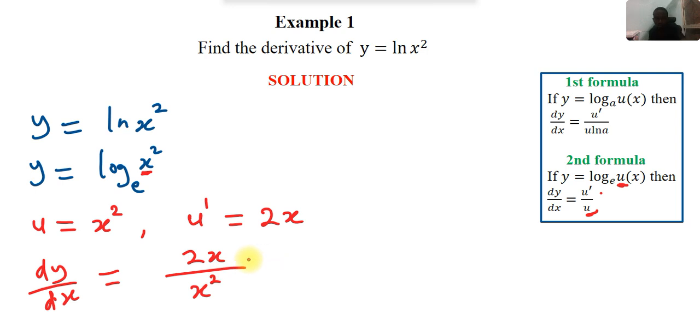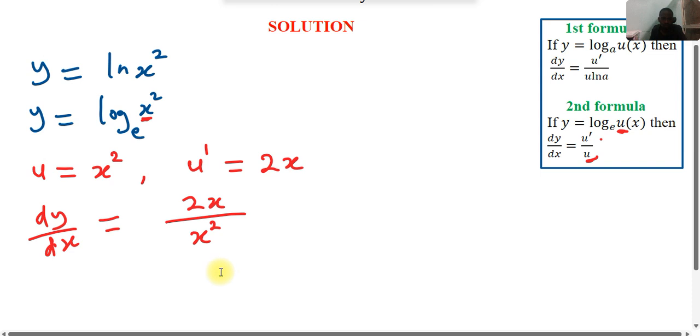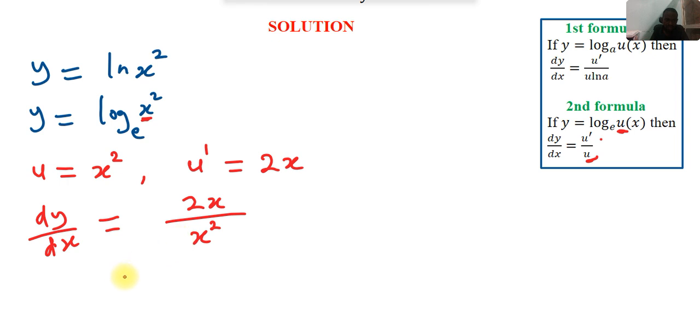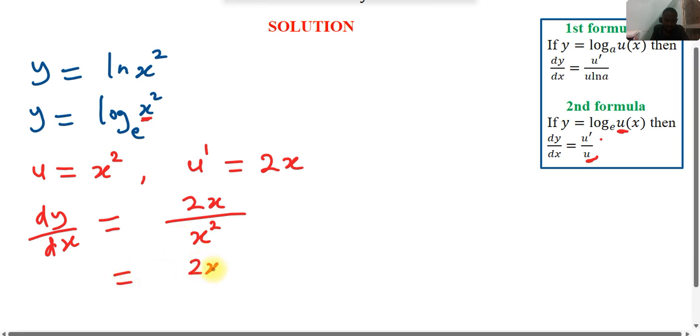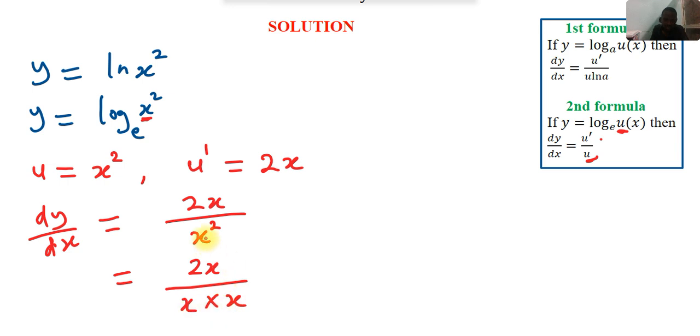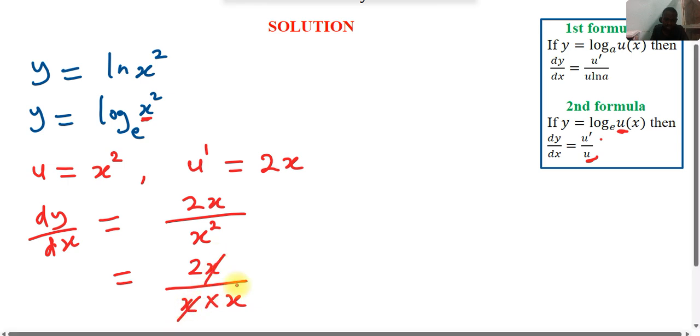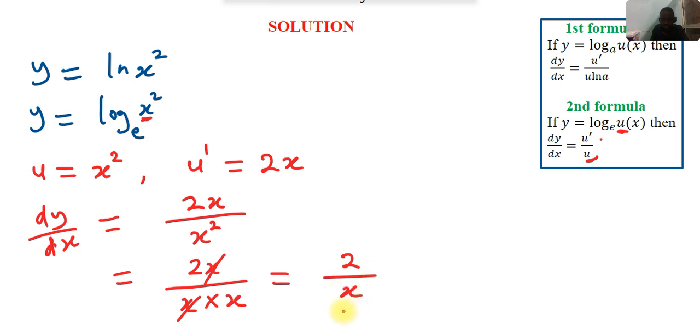But I want you to also remember that I can still write this as 2x over x multiplied by x. All right, because x multiplied by x will give us x squared. So in that case, I'll be privileged to take out one of these x's that I have here. So I have 2 over x left. So this is my final answer for the first question. That's my final answer, right?